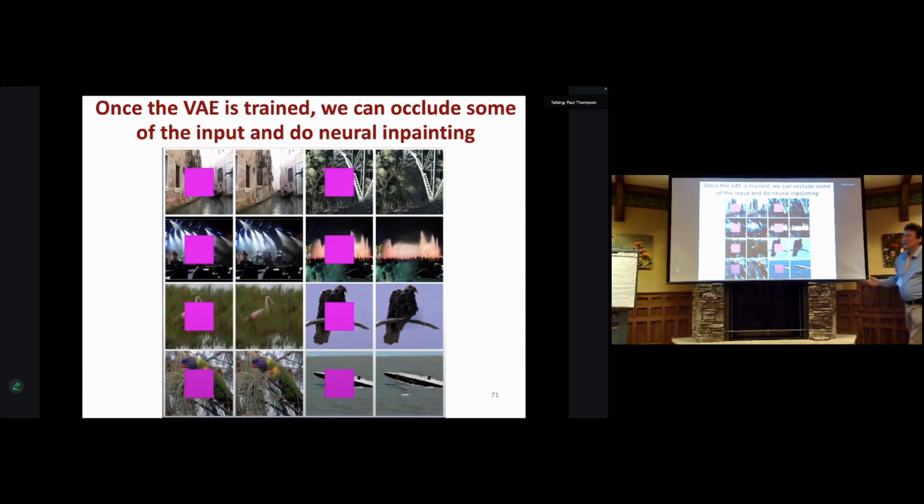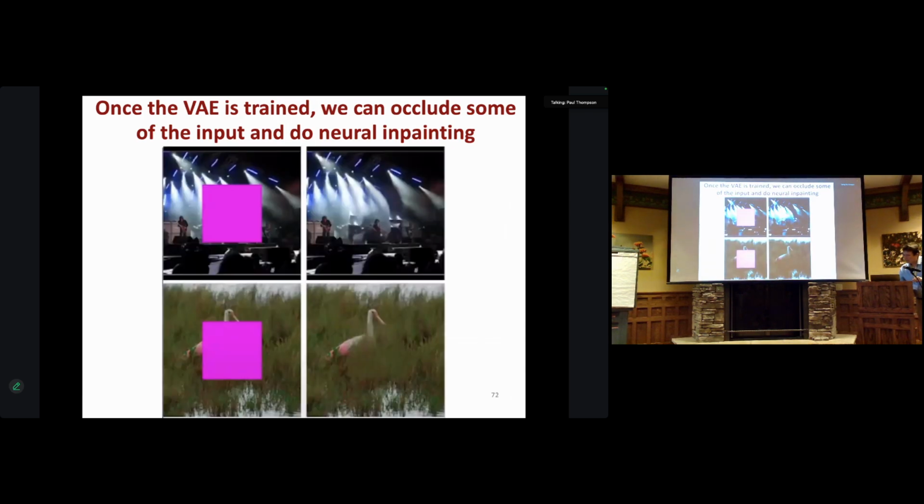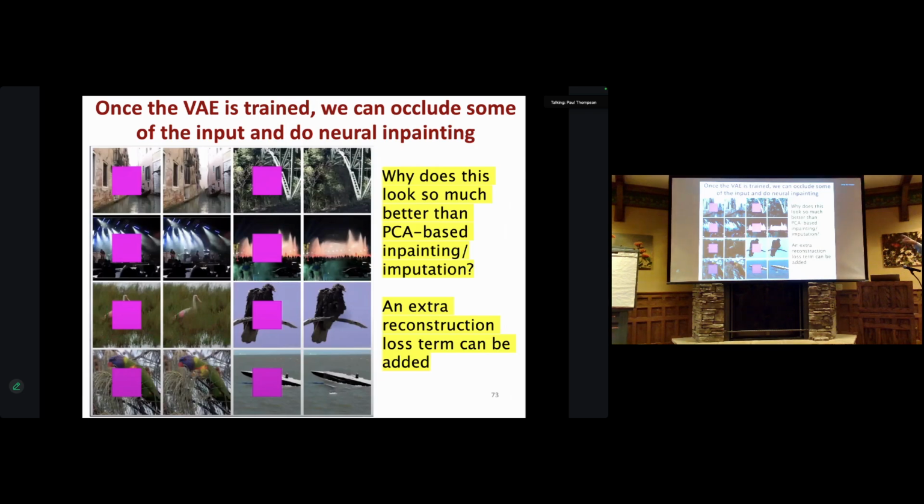And those of you that have tried PCA, don't do that. I mean, the VAEs are kind of special in that they'll fill these things in. And if this makes you think of large language models and masked token prediction, you're exactly thinking in the right way. So, why does this look so much better than PCA-based inpainting or imputation?